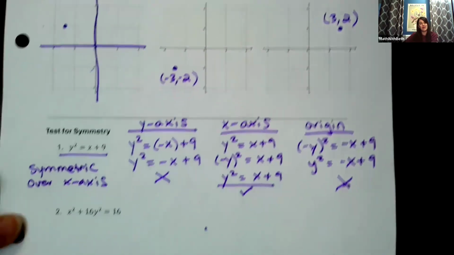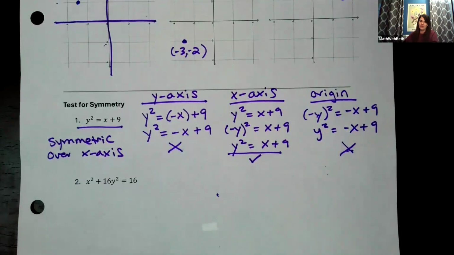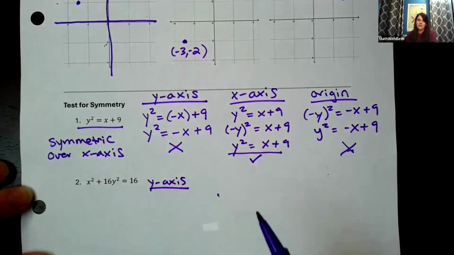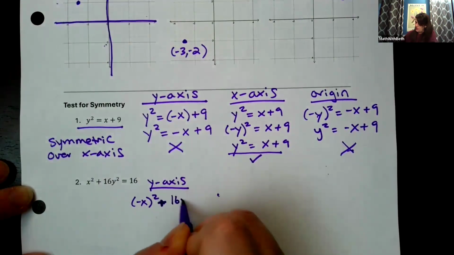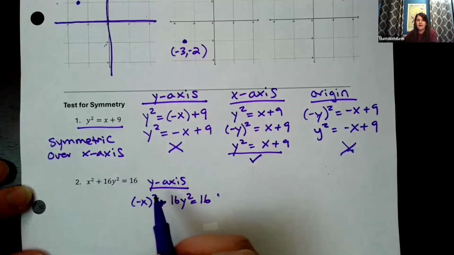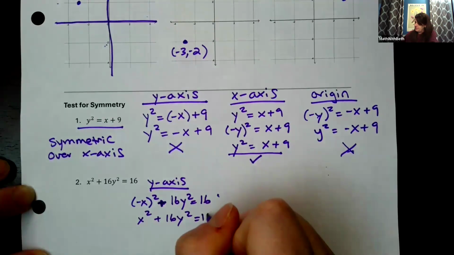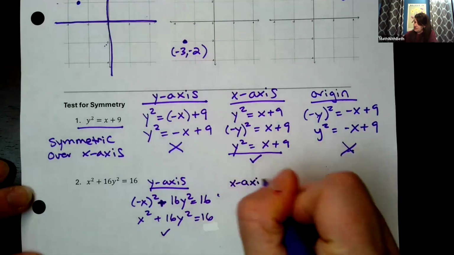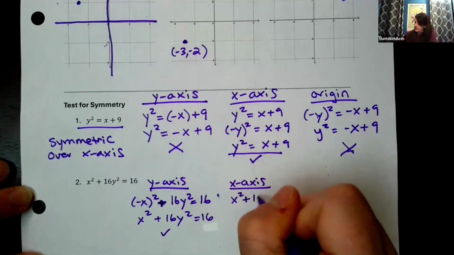If you want to pause now and try the next one, so you can see if you're getting the hang of this, and then push play and see how I do it, that might be a good idea. So here I go. For the y-axis, again, we're replacing x with negative x and seeing if the equation could possibly still look the same way it started. In this case, we can do the squaring here, which would get rid of that negative. So yep, that one works.